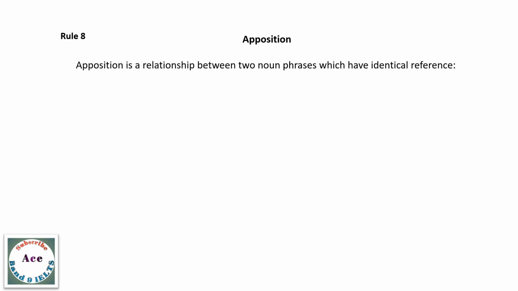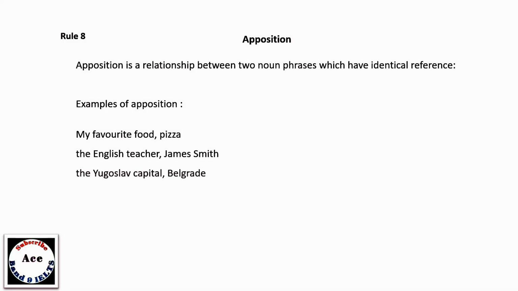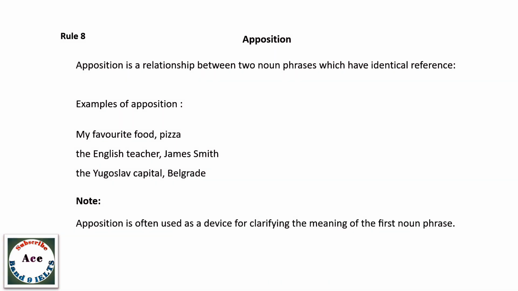Rule number 8. Apposition. An apposition is a relationship between two nouns or two noun phrases which have identical reference. Look at the following examples of apposition. Here, one phrase is separated from the rest with a comma. However, they are not two separate entities. Both are the same. One explains the other, or one tells the meaning of the other.